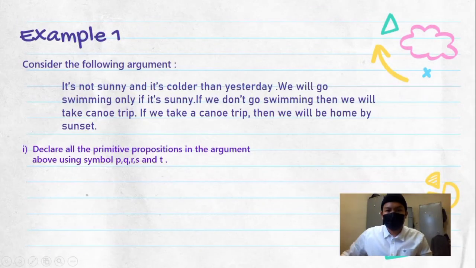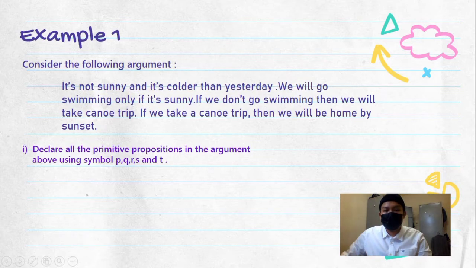Alright, let's move on to example 1. Example 1 asks us to consider the following argument. It reads: it's not sunny and it's colder than yesterday. We will go swimming only if it's sunny. If we don't go swimming, then we will take a canoe trip. If we take a canoe trip, then we will be home by sunset.